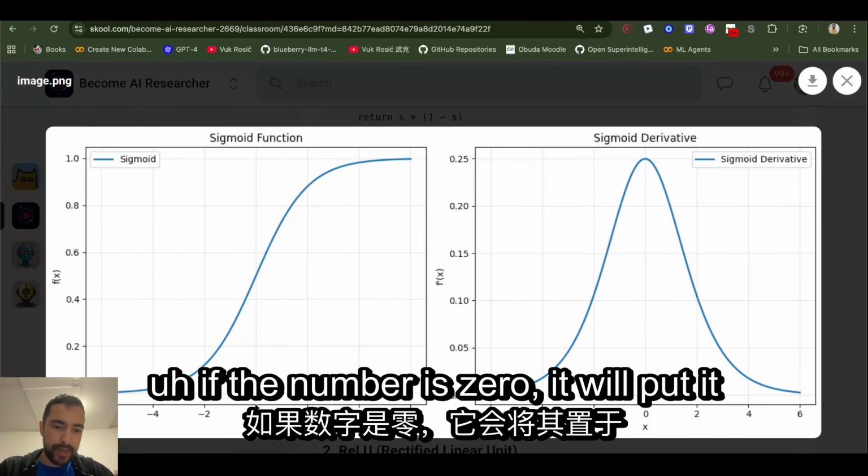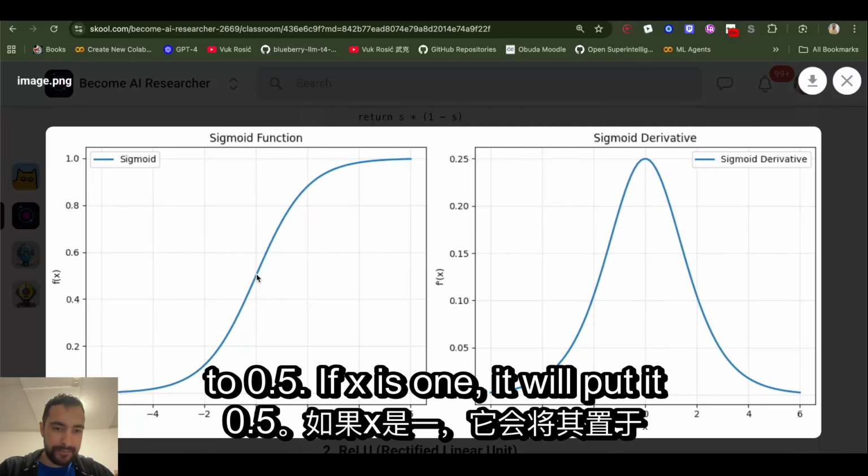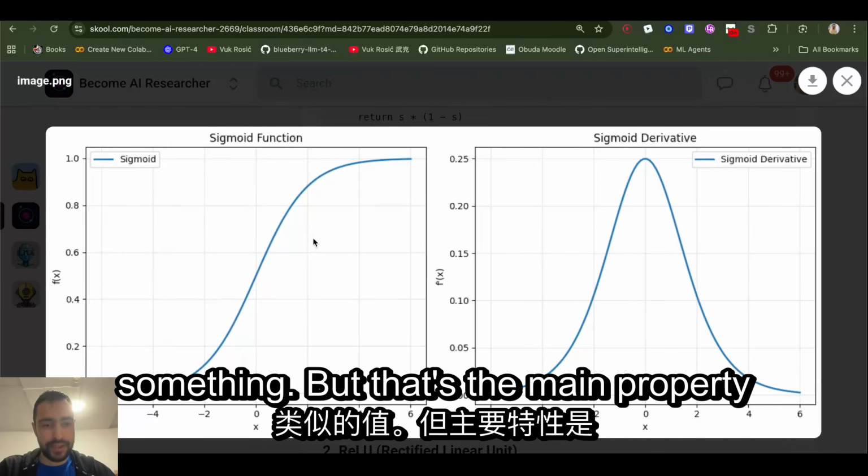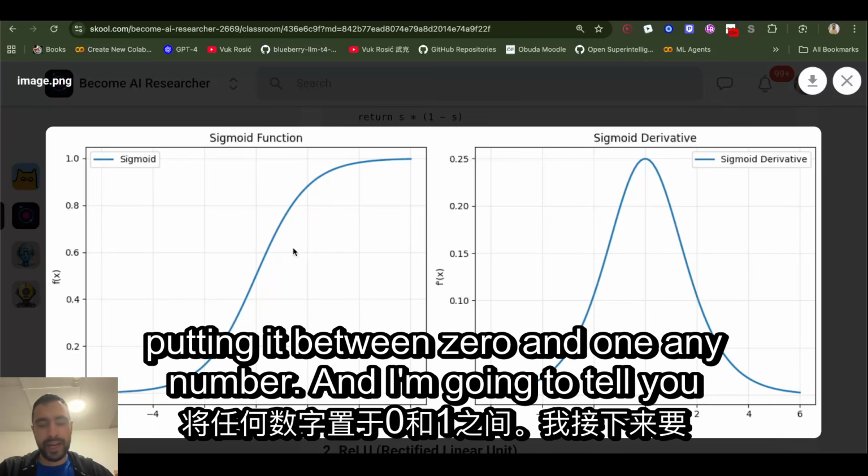If the number is 0, it will put it to 0.5. If x is 1, it will put it maybe here. This is maybe 0.75 or something. But that's the main property, putting any number between 0 and 1.